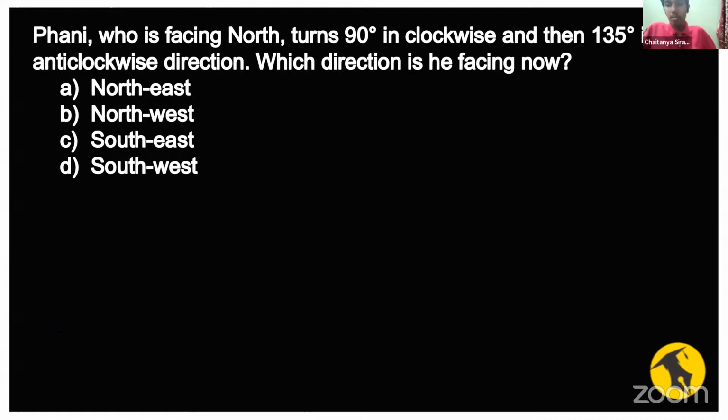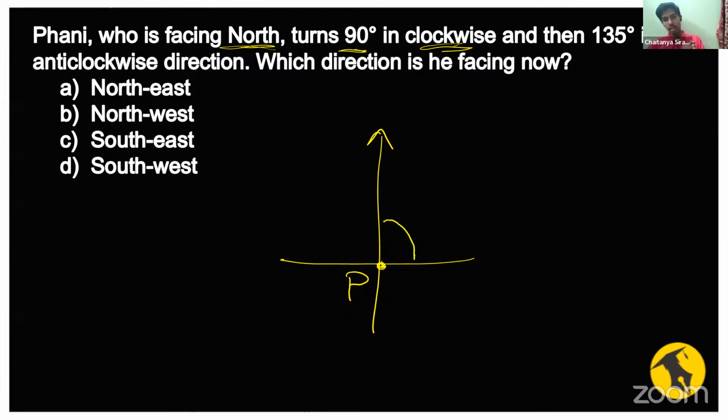Okay, this one is the question I was talking about. Fani, who is facing north, turns 90 degrees clockwise. So let's say this is Fani standing here at the reference point or the origin point. She is right now facing north and she takes a 90-degree clockwise turn. So something like this. And now she is facing towards east.